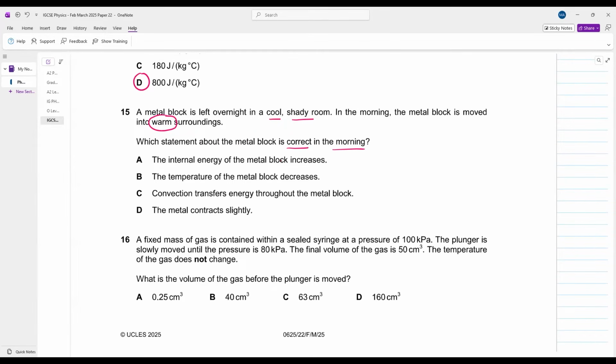बेटा देखो, अगर आप metal block को warm surroundings में छोड़ दोगे, the temperature of metal block will increase. As the temperature of metal block increases, what will happen? The internal energy of the metal block will increase. A is your answer.